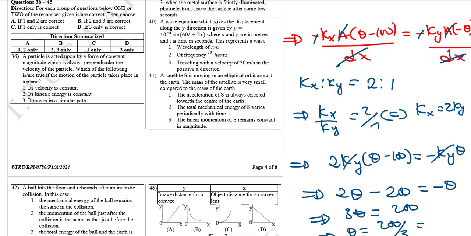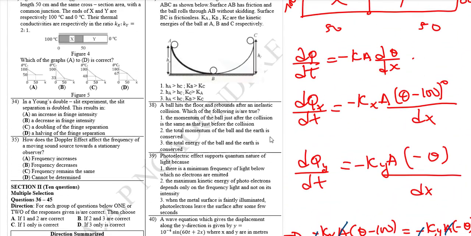Now what's 200 divided by 3? That will be 66.66666, which is approximately 67 degrees. So you see the only graph here which has that particular value is D. So the correct option will be option D.